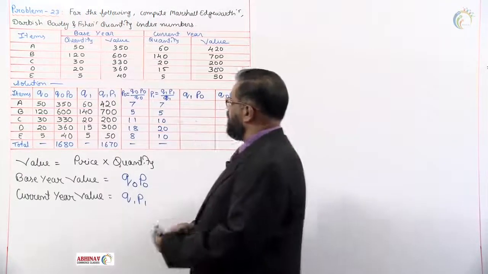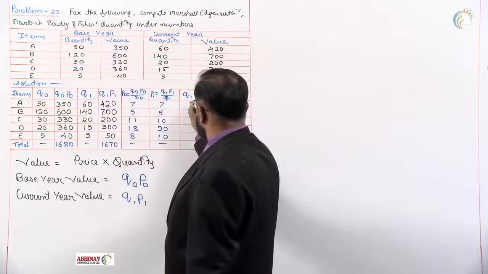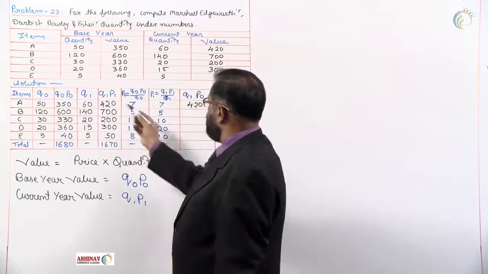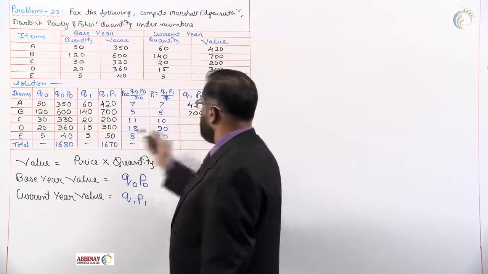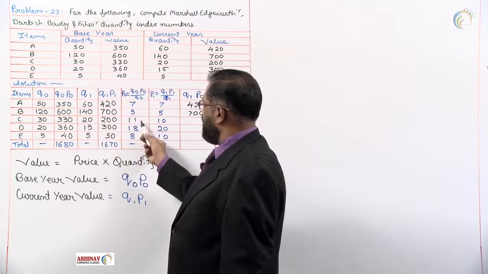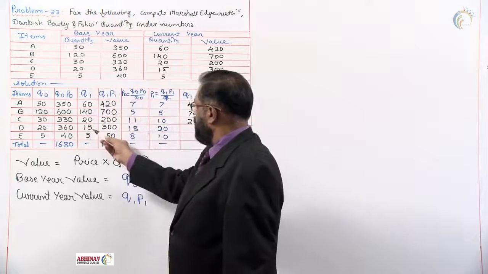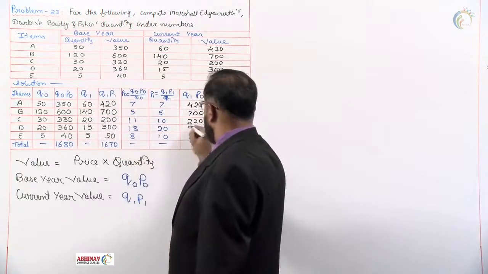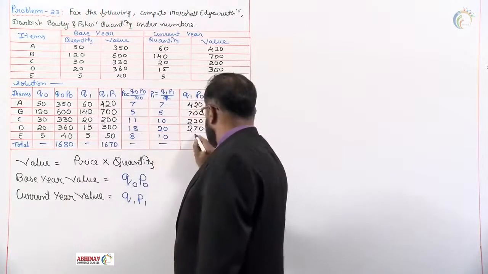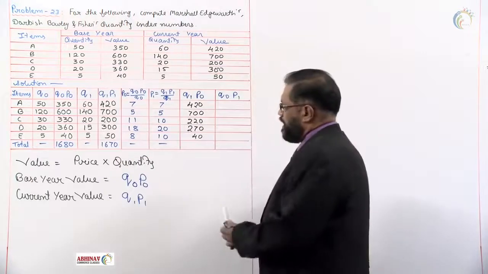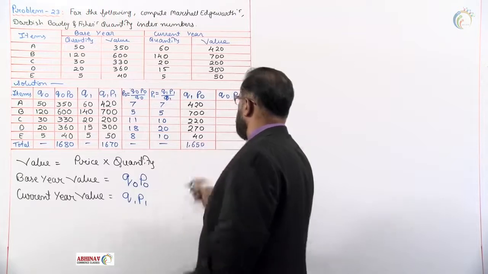Let us multiply Q1 P0. 60 into 7. What we get is 420. Then 140 into 5, 700. 20 into 11, 220. Then 15 into 18, what you get is 270. 5 into 8 is 40. Once we get this, quickly we'll total this. The total comes to 1650.